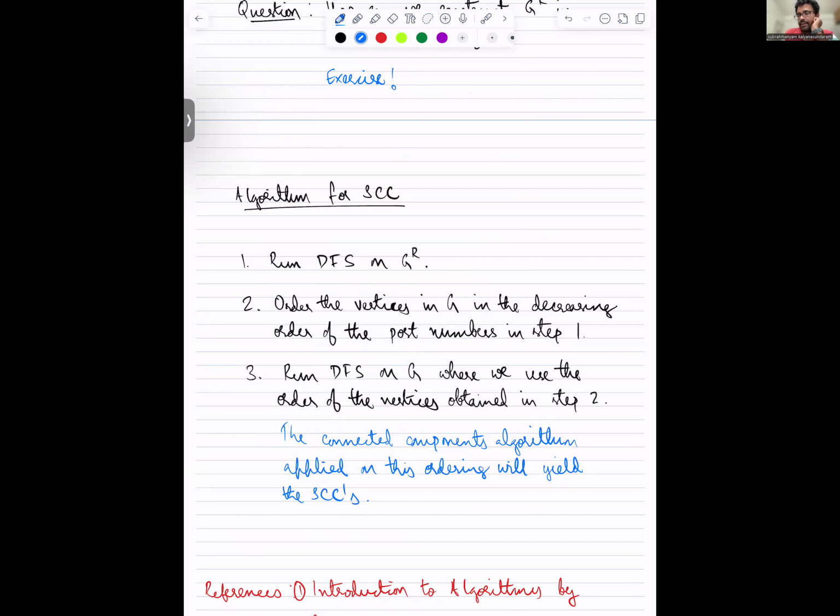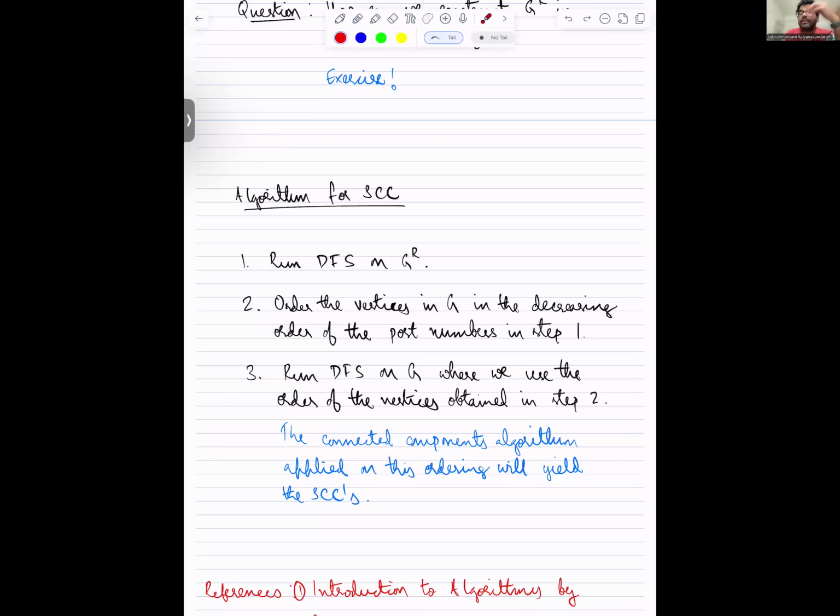So what you do is you first take the reverse graph. So construct the reverse graph, and you run depth first search on the reverse graph. While doing this, you can pick any vertices in any order. When you have multiple vertices to choose, you pick any one. But the vertex with the highest post number here will be in a source of GR, which means it will be in a sink of G.